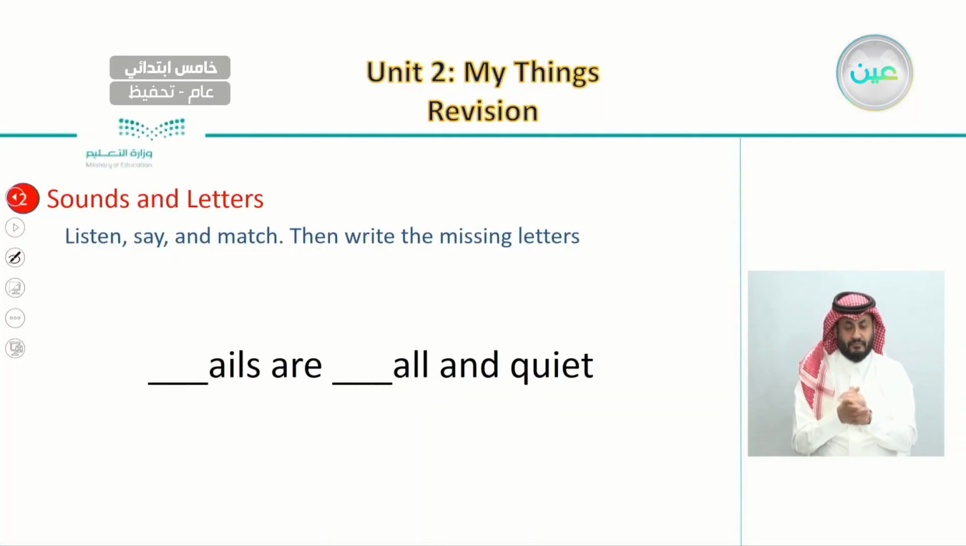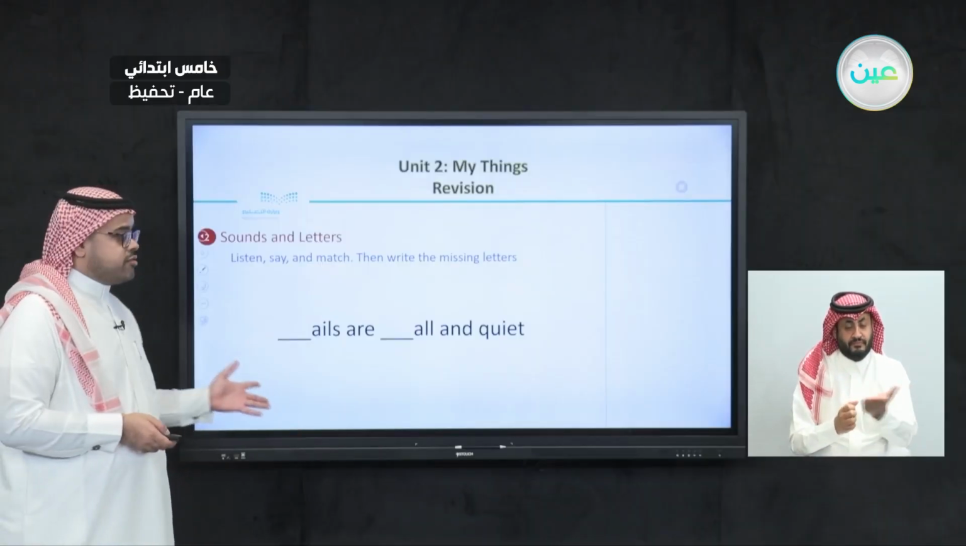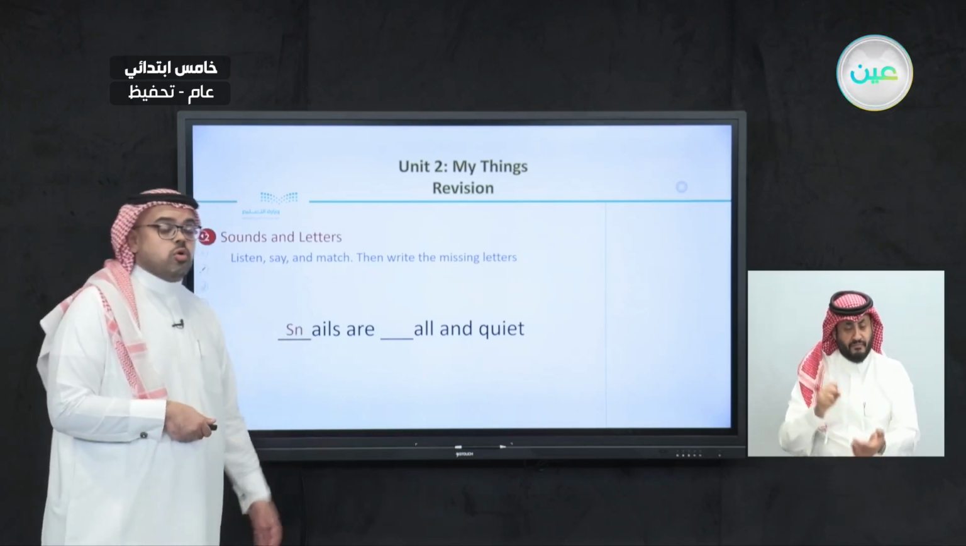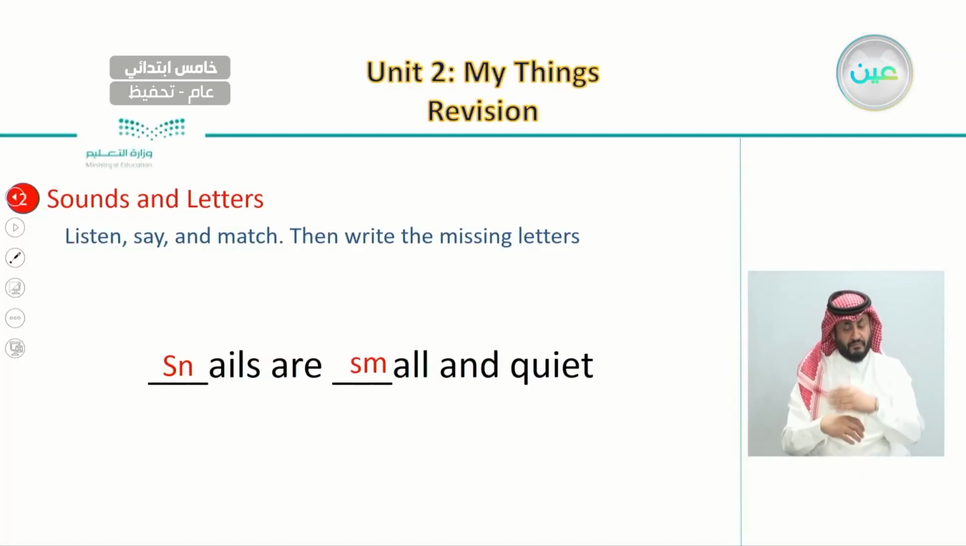After this, we said that we need to write down the missing letters in these sentences. The missing letters must be either SN or SM or both. So we did so, we filled in this sentence, and here we have these words: Snails are small and quiet.